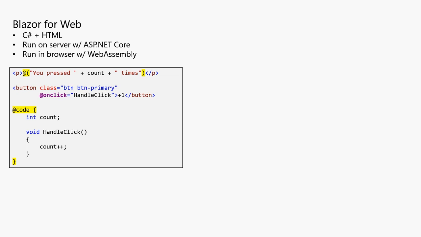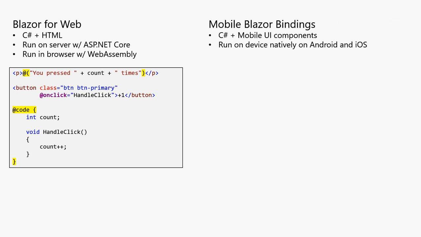What does this look like when I'm targeting mobile platforms? Well, I'm not using C# and HTML anymore. With mobile Blazor bindings, I'm using C# and native mobile UI components because I want those to render using the native UI of the device. And then I can run and deploy those either in the emulators, or I can run natively on an Android phone or an iOS phone, or tablet, of course.